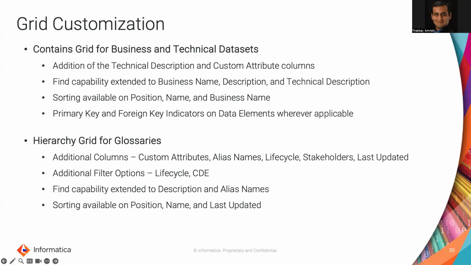Similarly, the grid enhancement also has been extended to the contains tab or the contains grid within the business and technical data set. Now, a few of you have asked for showing technical descriptions as well as custom attributes. Now that's available as an option. So you can customize those grids now. And then again, find and sorting and other things also have been extended. And then the last one we have is the hierarchy tab on the glossaries itself. You can now basically add additional columns and customize the grid there as well.